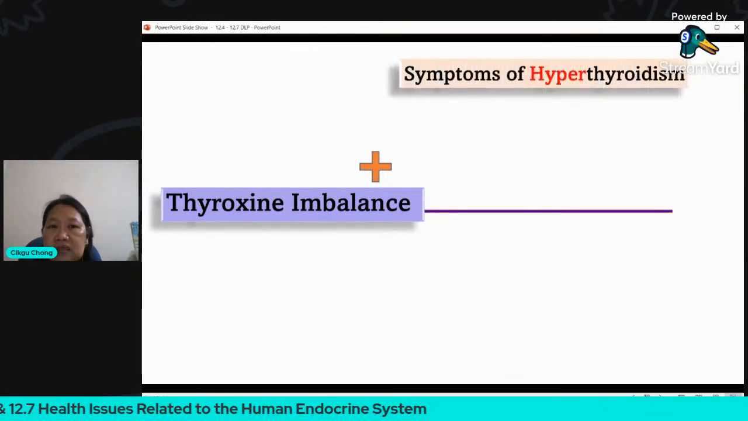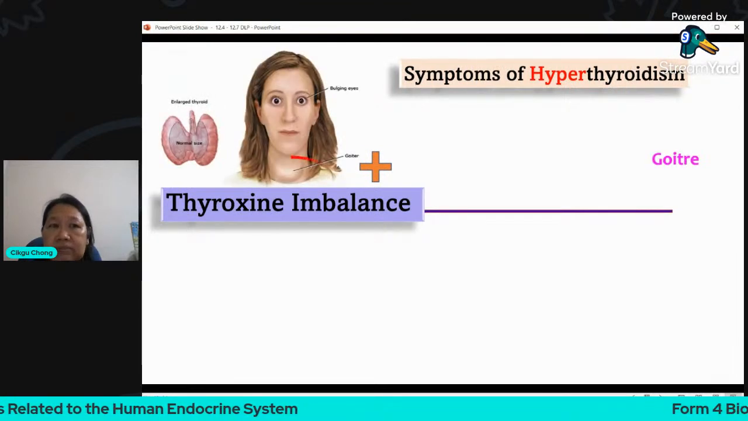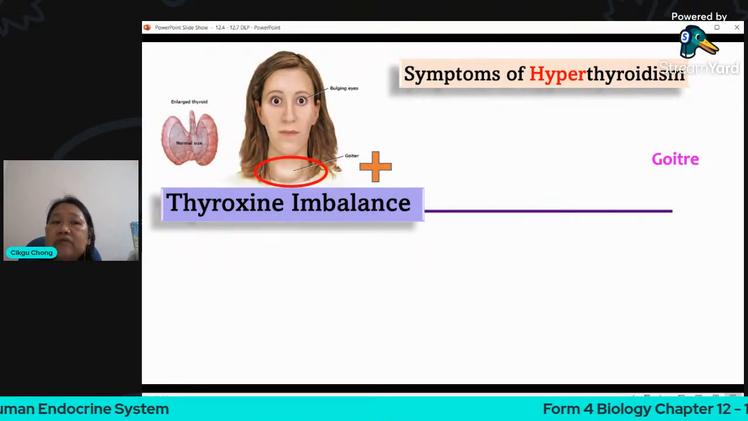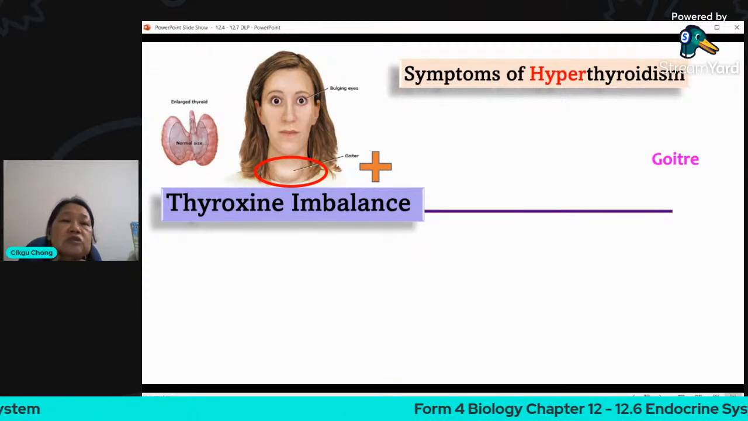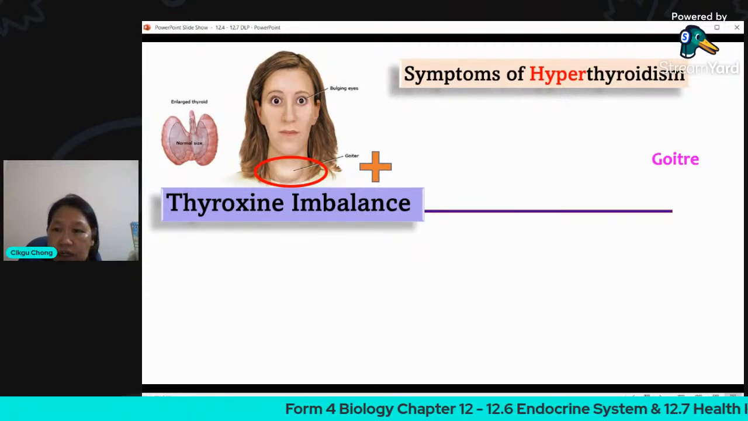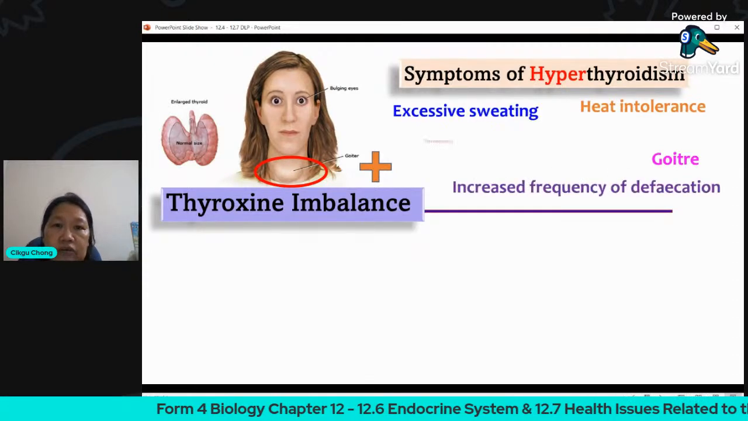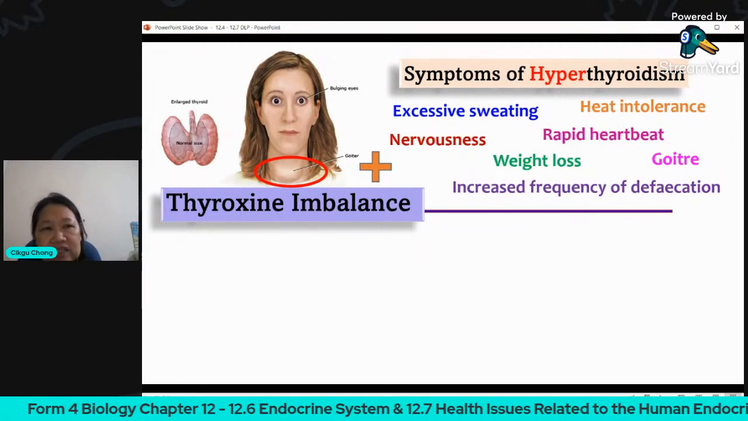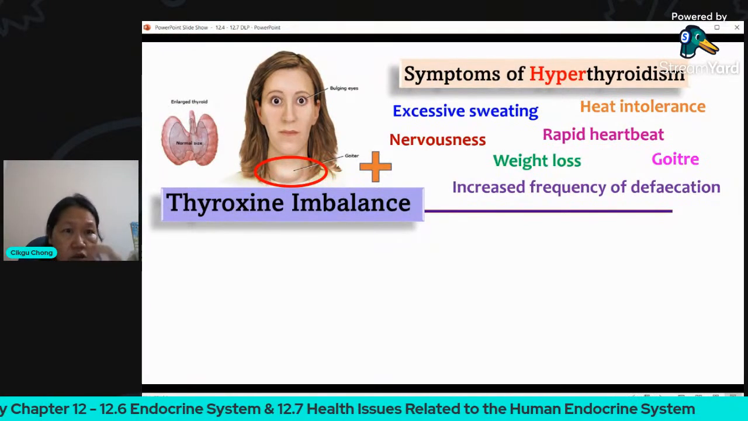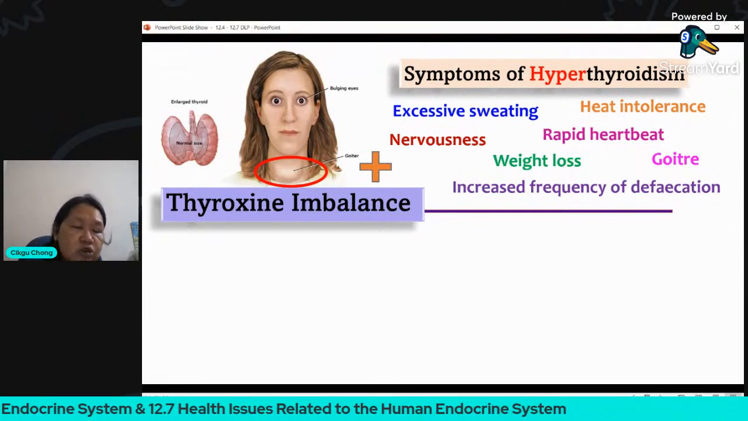Thyroxine imbalance, hyper. The person may get goiter. Goiter, you see this part here bengkak, right? Bengkak means swollen. The thyroid gland is swollen. Goiter. Heat intolerance, excessive sweating, nervousness. The person is very nervous. Sometimes the eyes also bulge out. We call it actually Graves' disease.